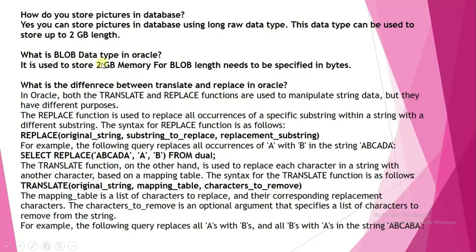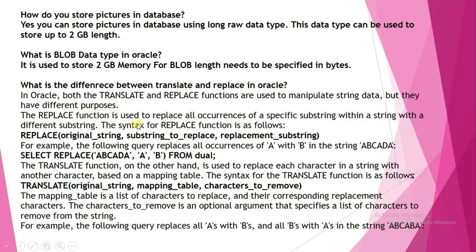What is the blob data type in Oracle? It is used to store 2 GB of memory; blob length needs to be specified in bytes. So we can store 2 GB of characters in Oracle by using the blob data type. What is the difference between translate and replace in Oracle? In Oracle, both the translate and replace functions are used to manipulate string data, but they have different purposes.